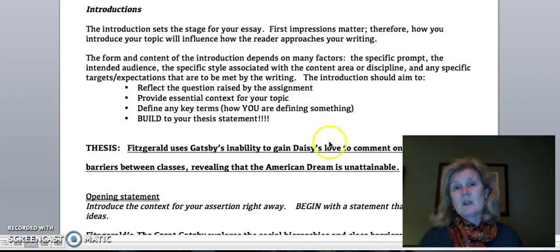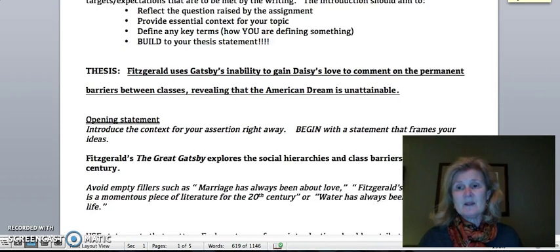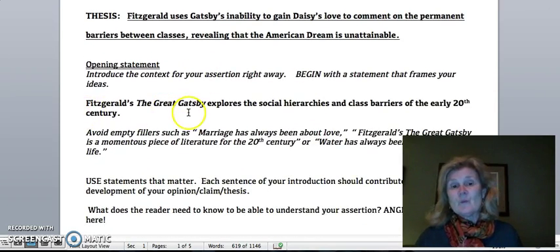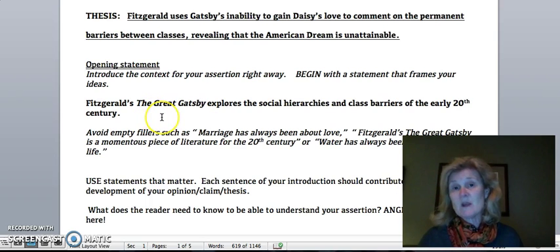So then I want to think about, okay, what do I want to say before my thesis statement that's going to give my reader an understanding of what it is here about class and the American dream that I think is important. So I look down and I think about my opening statement. One of the assertions I'm trying to make here is that within Gatsby, Fitzgerald is exploring this idea of social hierarchies and class barriers that exist in the early 20th century. So that's my opening sentence.